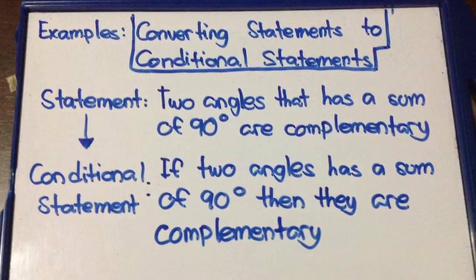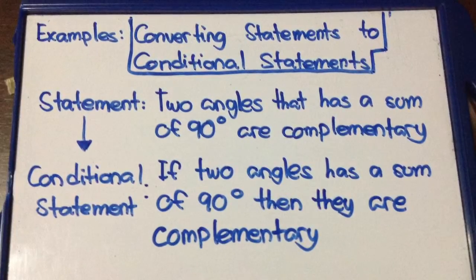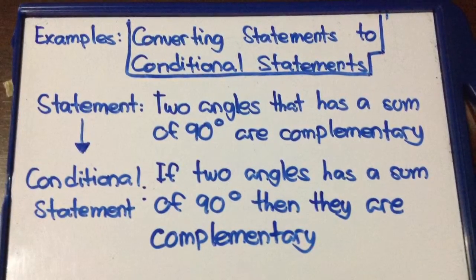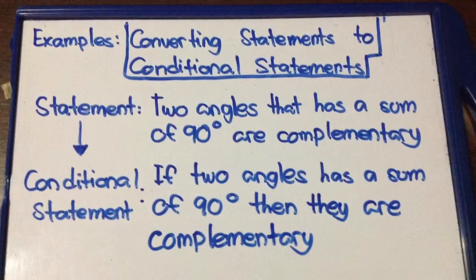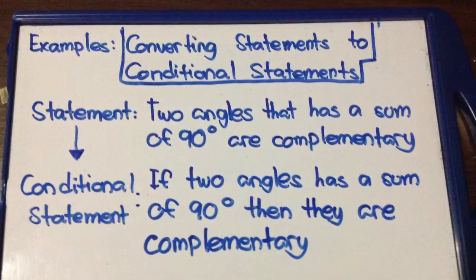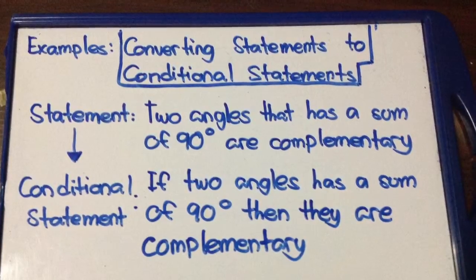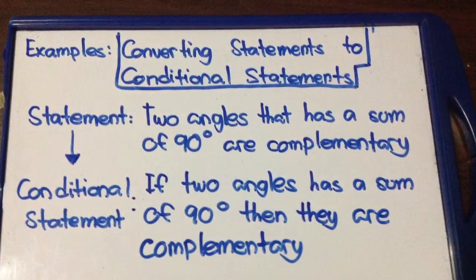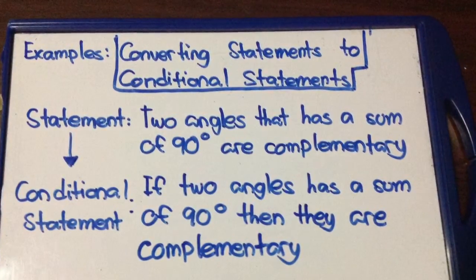As you can see, the statement is: two angles that have a sum of 90 degrees are complementary, and it's going to be converted to a conditional statement. If two angles have a sum of 90 degrees, then they are complementary. Let's see how it becomes a conditional statement.